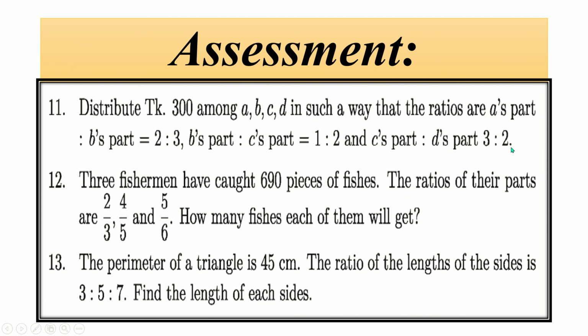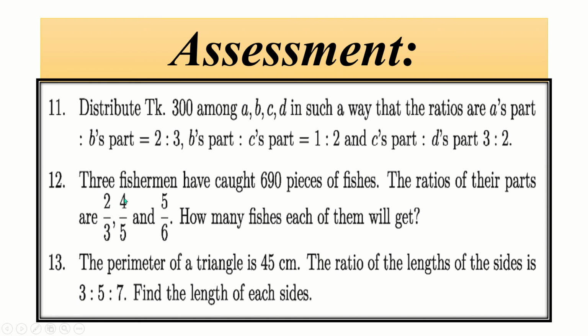At first we have to find the ratio A is to B is to C is to D. That means a continued ratio. Then we have to add the ratio. Then divide 300 by the sum of the ratio and multiply each part, and we will get the desired result. Clear everyone?